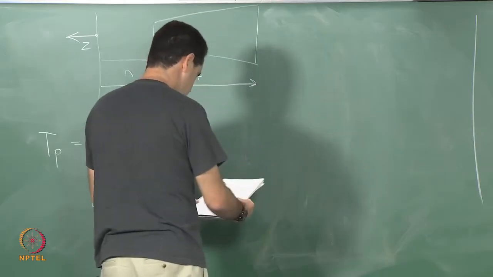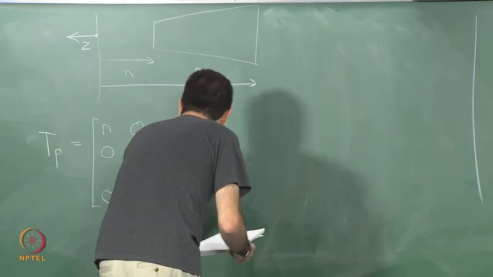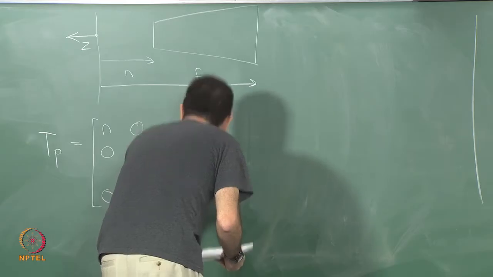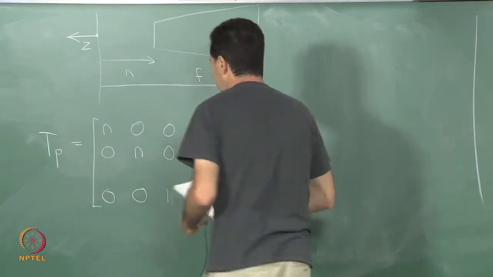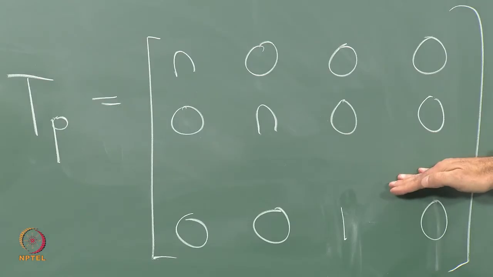Oops. Wait, that one. Oh, sorry. No, 0, 0, 1, 0. Sorry. 0, 0, 1, 0. I'm afraid of the third row here. I'm not going to talk about it yet.